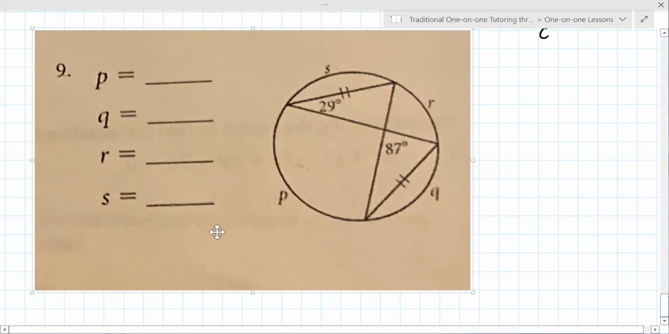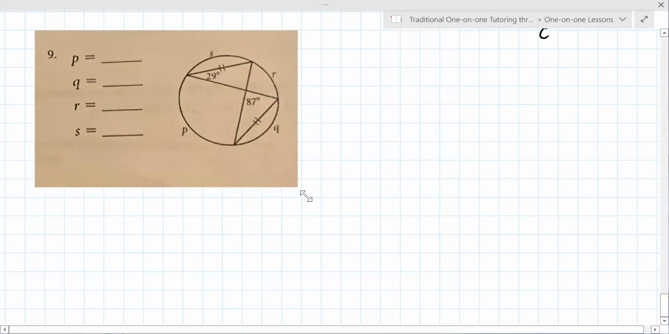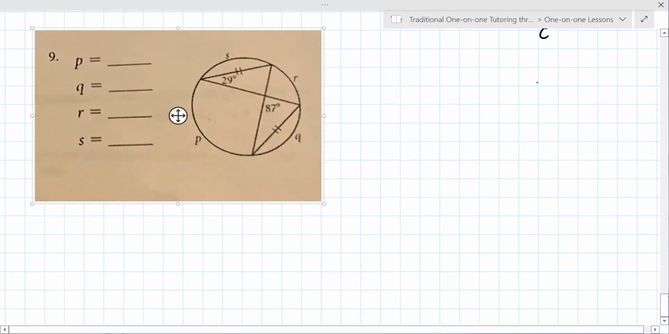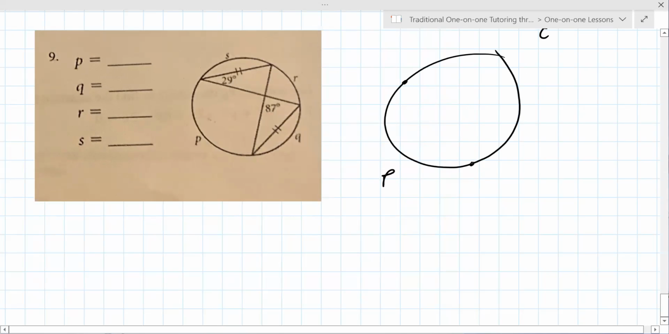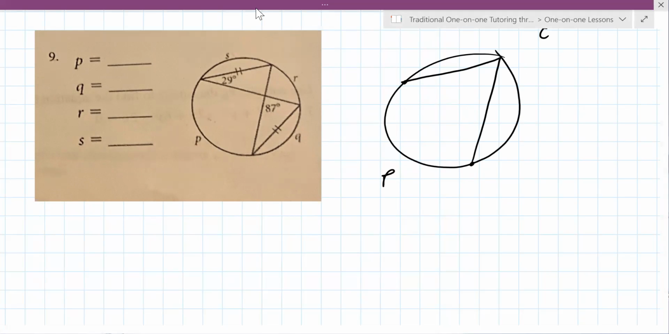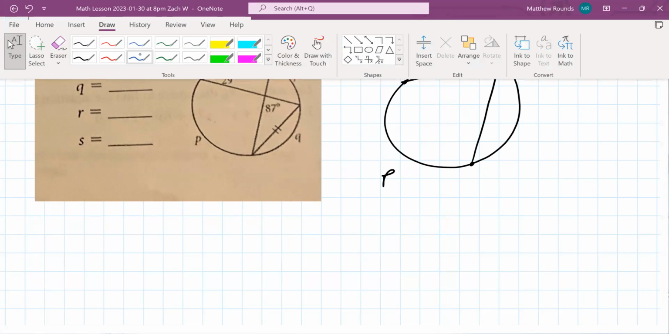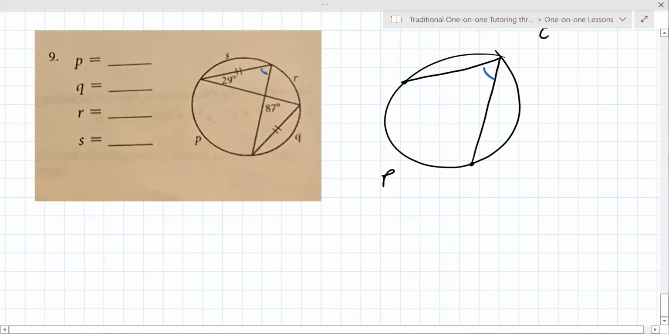All right, new problem here. This one was just a little overwhelming because there's two shapes, I guess. Let me draw a separate picture. So here's where P is, and that could be almost like an inscribed angle, right? So this angle here is the one here.